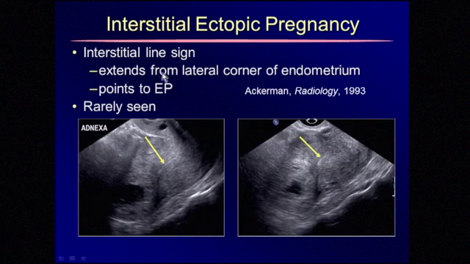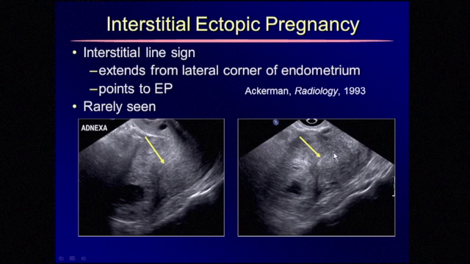So years ago, Ackerman described the interstitial line sign, which is a line that extends from the endometrial cavity and it points to the ectopic gestational sac. However, in our experience, this is quite a rare kind of sign. It's very difficult to see this sign.